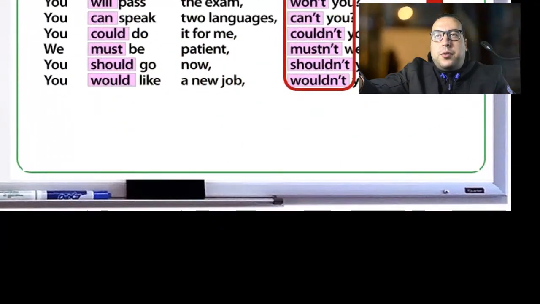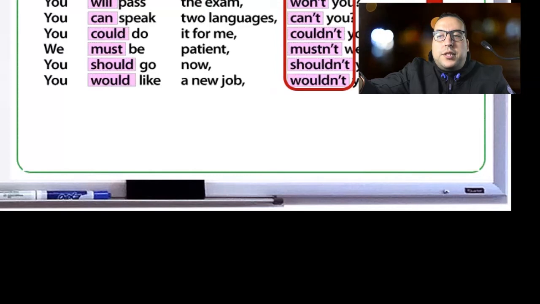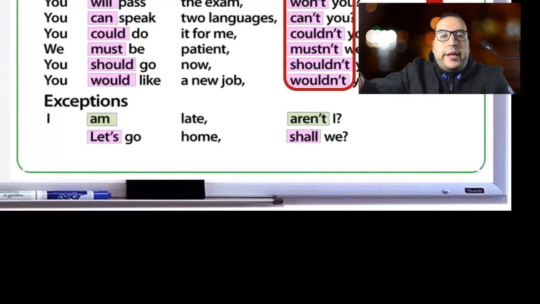Exceptions about these question tags. For instance, if you have the subject I and the verb to be, how is the negative tag going to be? We say aren't I? Yes, aren't. We know that aren't goes with you and so on, but in this case, it goes with I. So, I am late, aren't I? You see? So we don't use the negative form I'm not, or something like that.